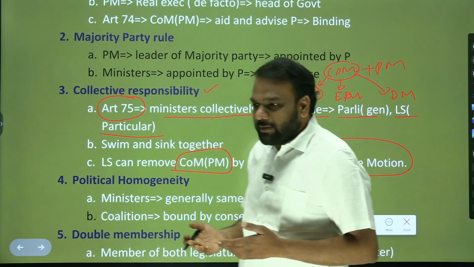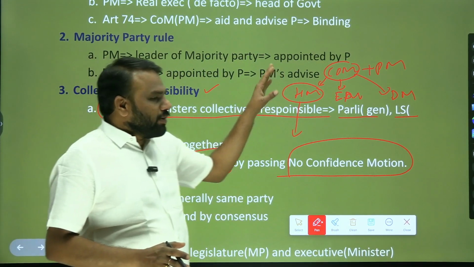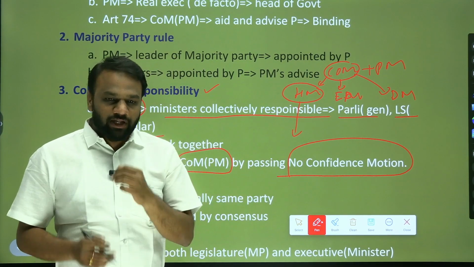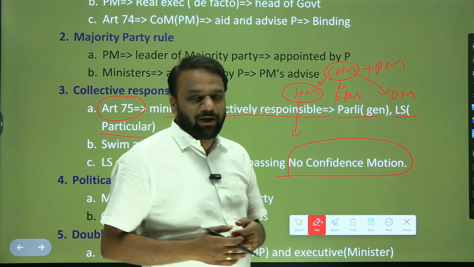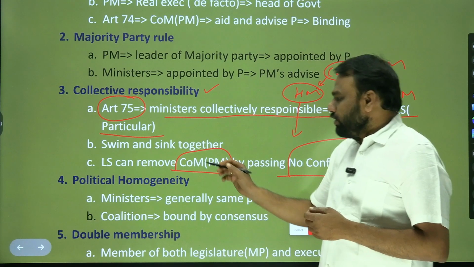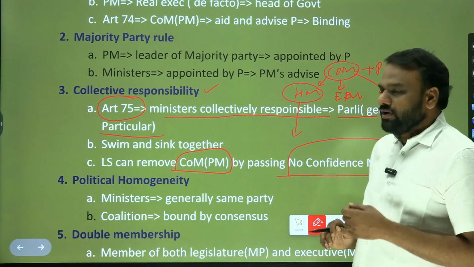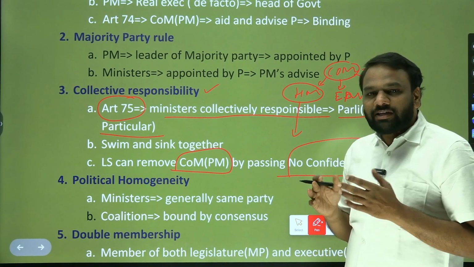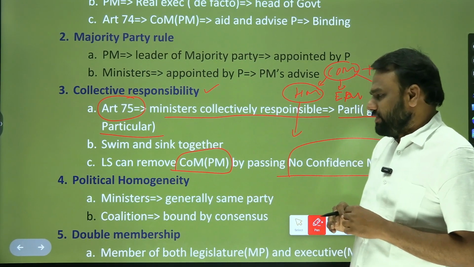So what do we understand by removal of government? Removal of government is nothing but removing the council of ministers headed by the prime minister. That removal is called the fall of government. So Lok Sabha can remove the council of ministers headed by the prime minister by passing a no confidence motion, when Lok Sabha is not happy or not satisfied with the performance of the council of ministers.